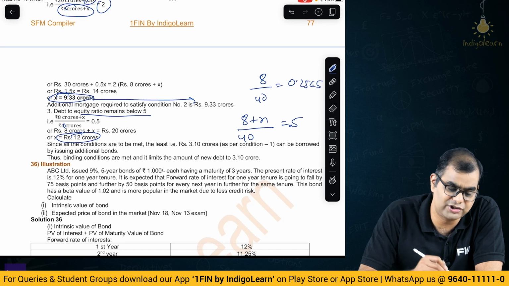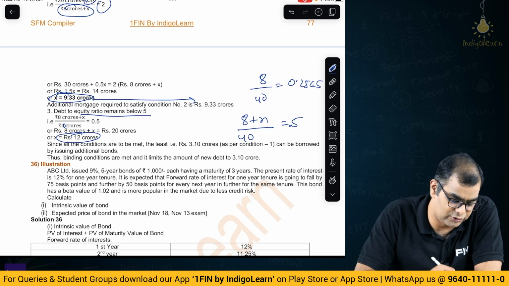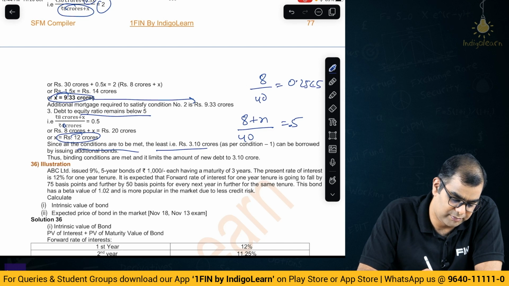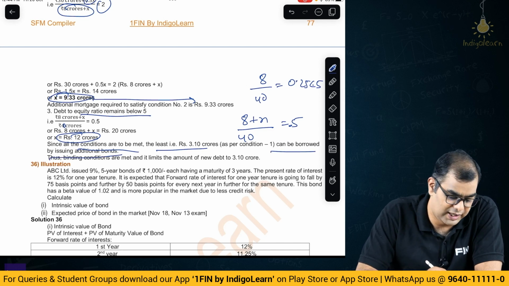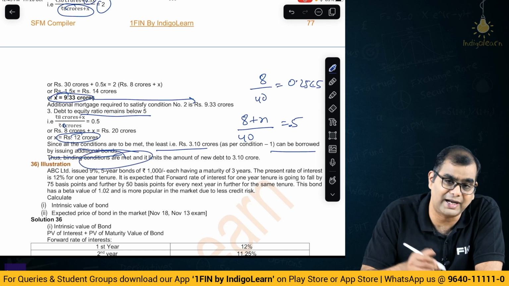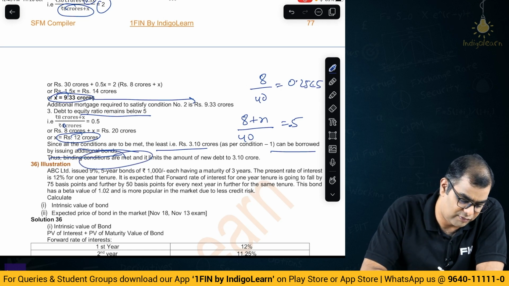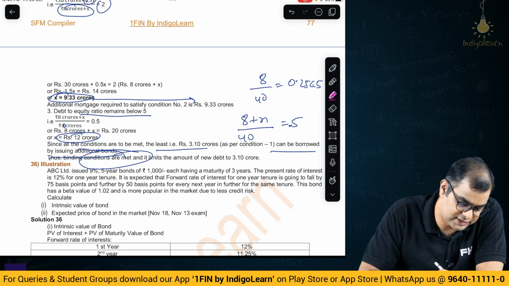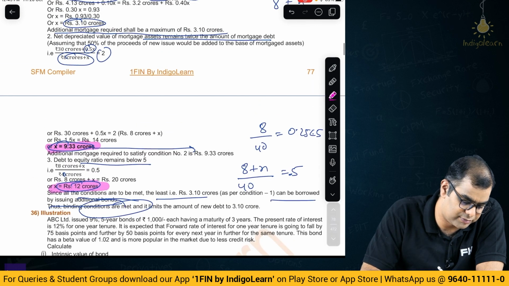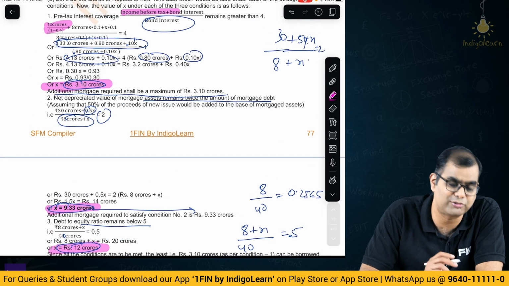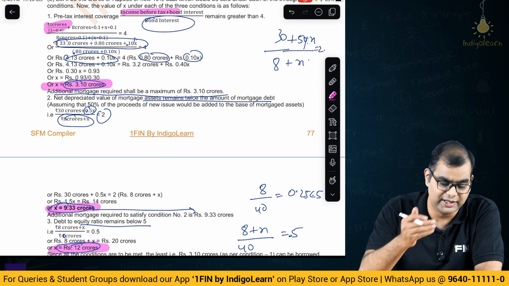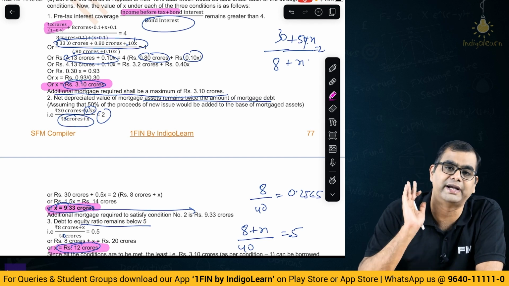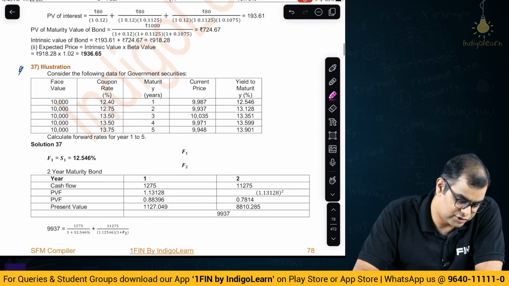Now, in all three conditions, you can raise additional debt, but each one different value. Since all conditions are to be met, at least 3.1 crore can be borrowed by issuing additional bonds. Why is 3.1 crore? The first condition is 3.1 crores and that is the binding condition. That limits the amount of debt you can take. In the third case, you can take 12 crores. In the second case, you can take up to 9.33. In the first case, you can take up to 3.1. So, 3.1 is the maximum you can take if you have to meet all three conditions and that is the binding condition. Let us move to the next question.